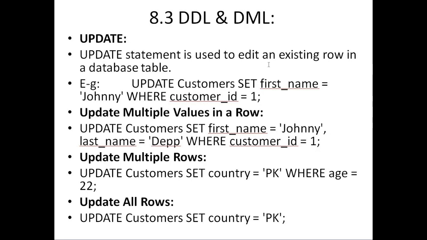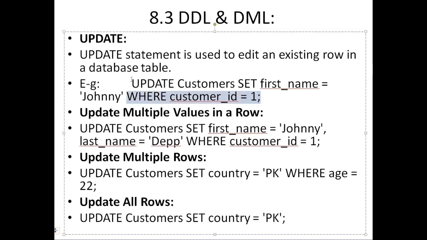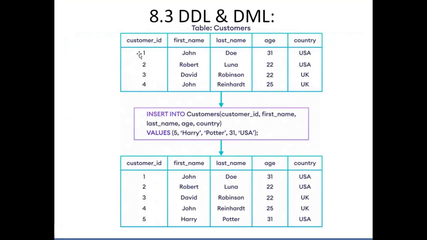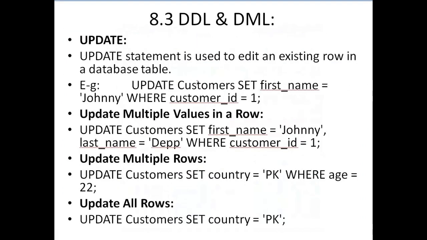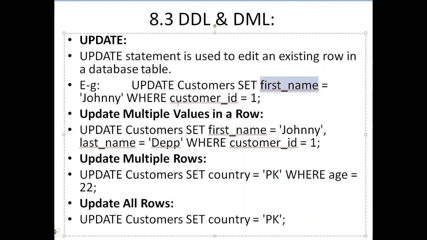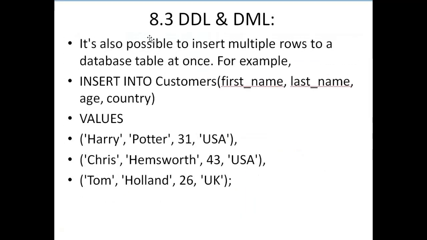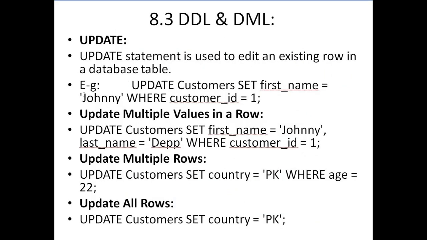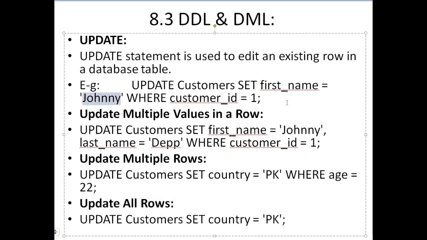Now when this SQL query is run, what is it going to do? It is going to find in the table wherever the customer ID is 1, like over here the customer ID is 1. Then what is it going to do? It is going to update the first name field. Right now the first name field says John. Now it is going to change it to Johnny.